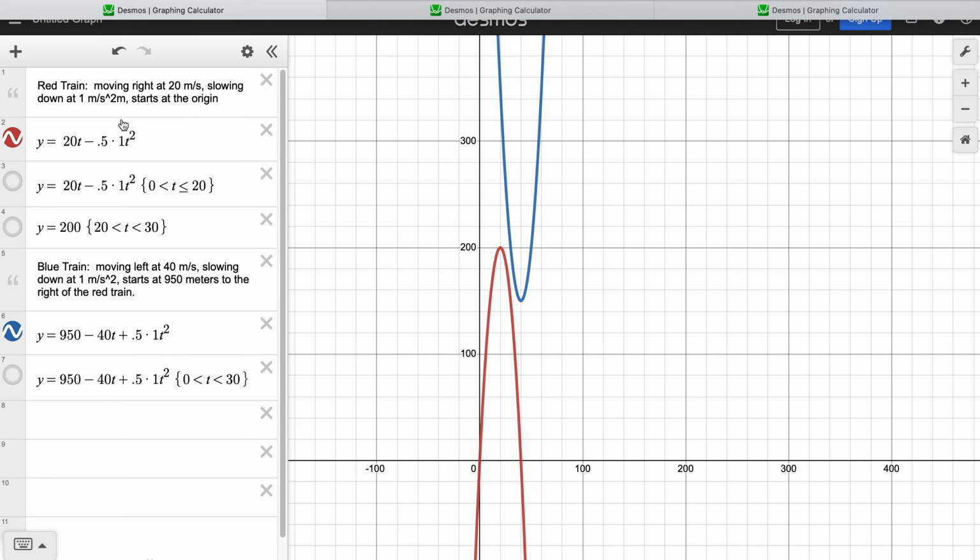In class, the red train was moving 20 meters per second, but it was slowing down, and it started at the origin. Okay, so it was moving to the right at 20, and it was slowing down at 1. And again, I didn't actually simplify here, so this is the minus 1/2 AT squared. It's a minus when this is a plus. This is a slowdown, moving to the right, but slowing down, positive and then negative.